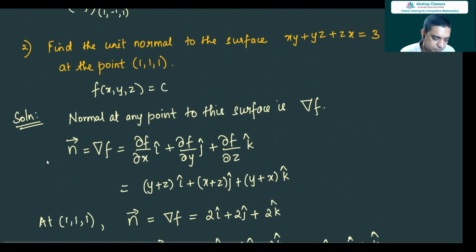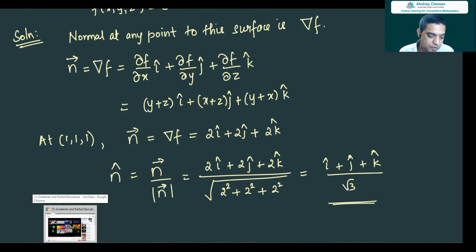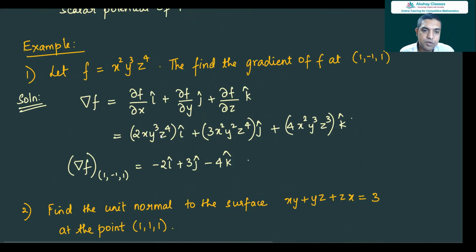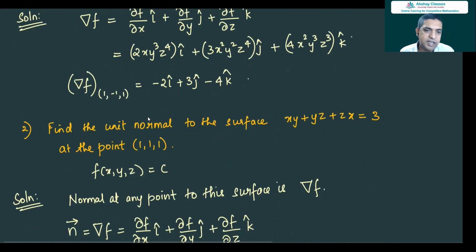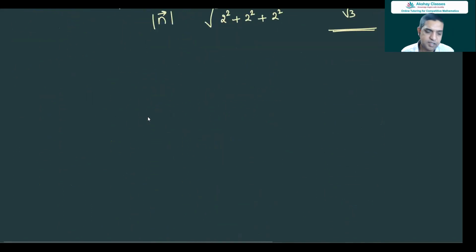All right. So this is an example of an equipotential surface. And how do we find the unit normal to the equipotential surface? So first question was simply about gradient, finding the gradient. Second was about finding the normal to some equipotential surface. Now let's find the directional derivative.